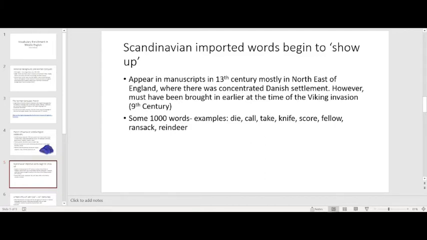Unlike French though, these words were not exclusive to educated people. As you can see, words like die, call, take, knife, all quite basic words. In contrast with the French words that were, for the time, quite high. A lot of people would have struggled to comprehend them.